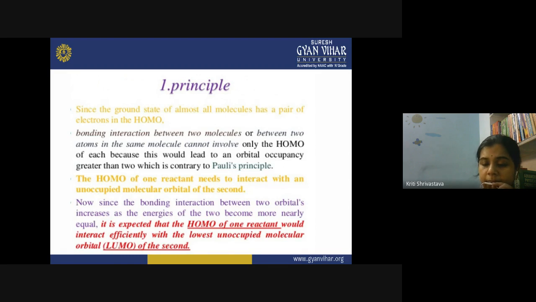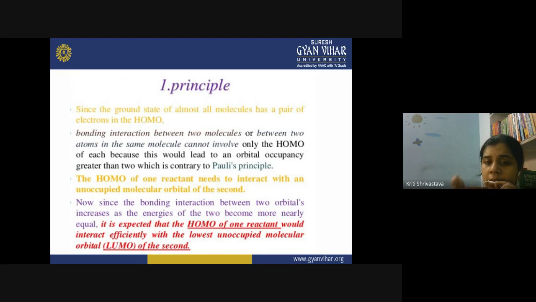So what happens generally in the ground state of almost all types of molecules? They have this HOMO, the highest occupied molecular orbital. It could be bonding, it could be anti-bonding, right? You have prepared the molecular orbital diagrams of nitrogen, of carbon monoxide, of different moieties, and you have seen that in some molecules the last orbital that has electrons is sometimes a bonding orbital and sometimes an anti-bonding molecular orbital.